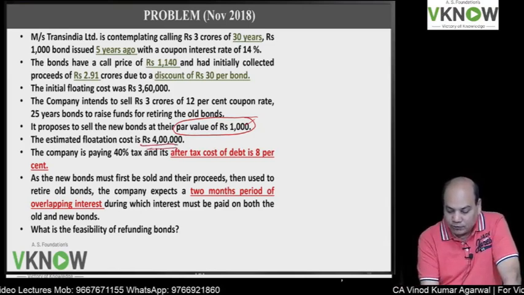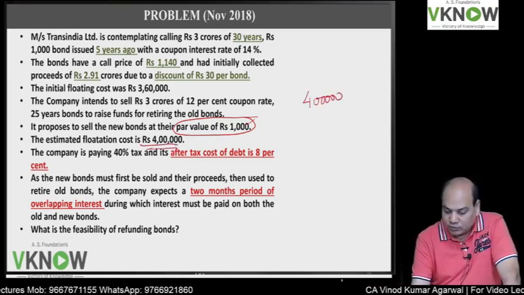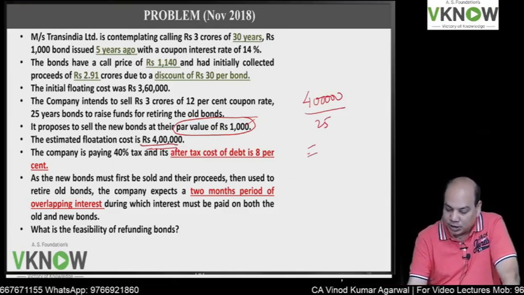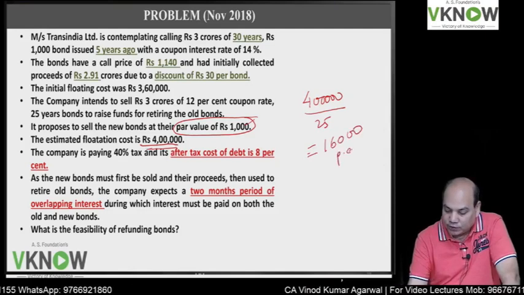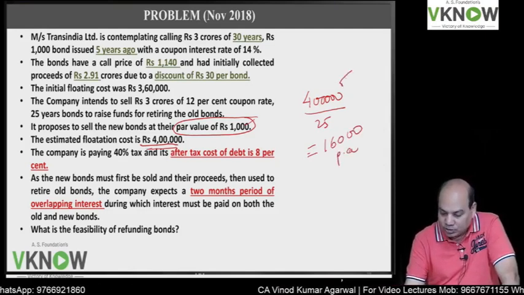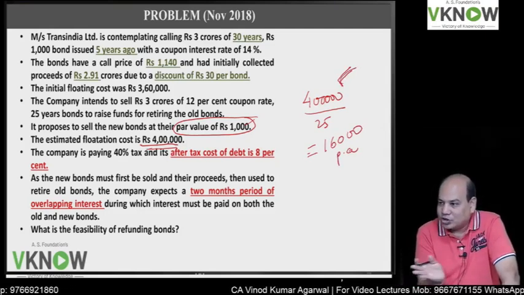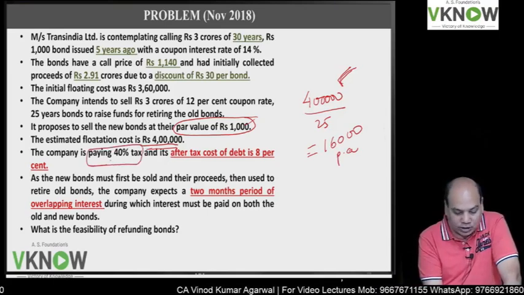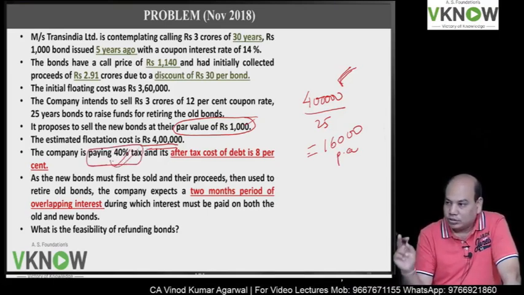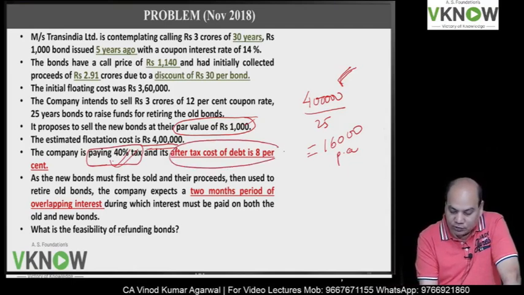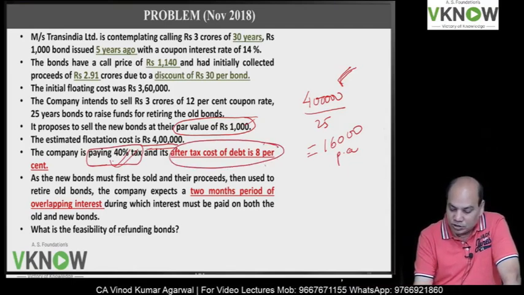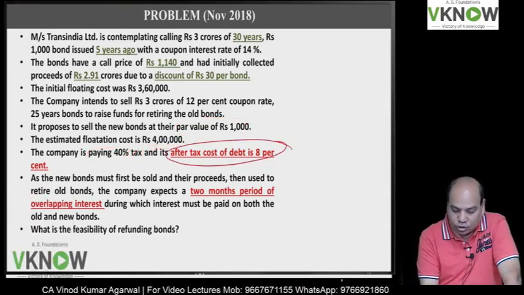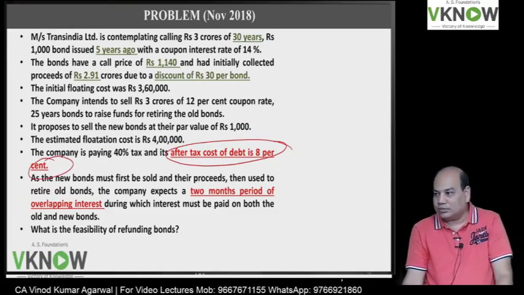The flotation cost will be 4 lakh. So 4 lakh divided by 25 will be amortized. 16,000 rupees per annum will be amortized over 25 years. Cash flow will be incurred today, but the tax shield will be over remaining 25 years. Company is paying 40% tax. So wherever tax shield is involved, take 40%, and after tax cost of debt is 8%, which means this is the discount rate. This is the discount rate for all present value calculation.